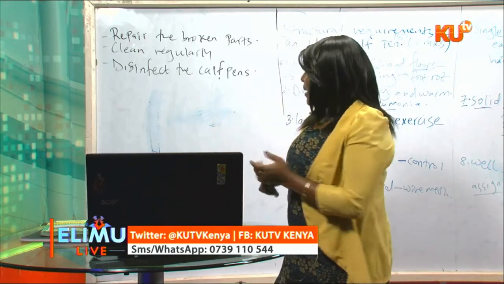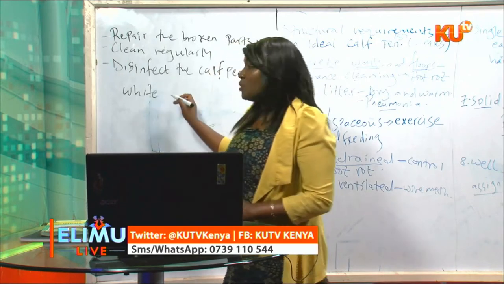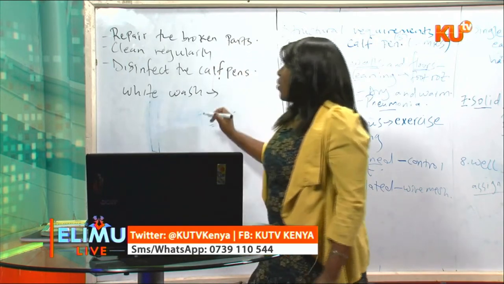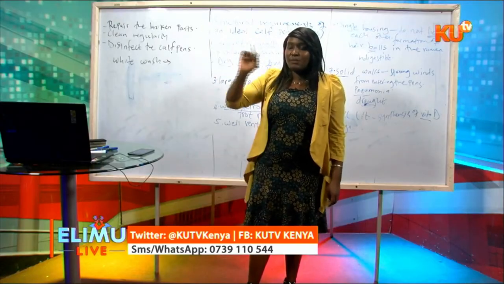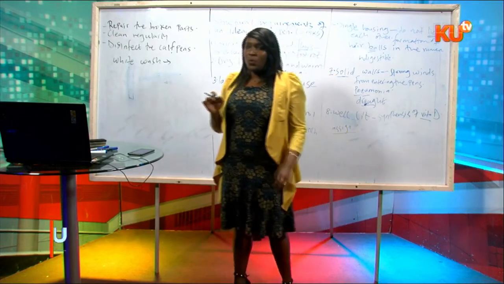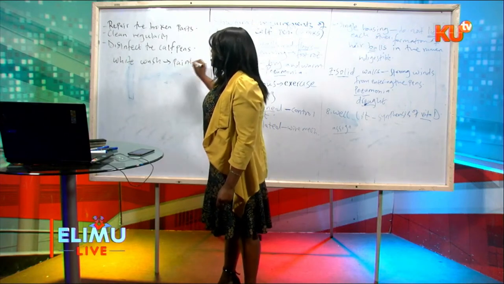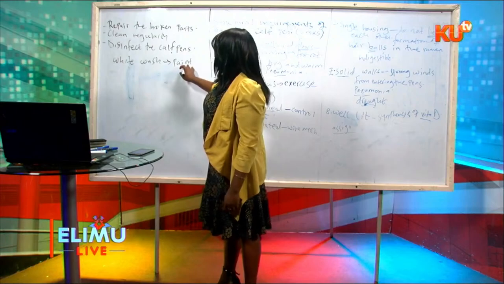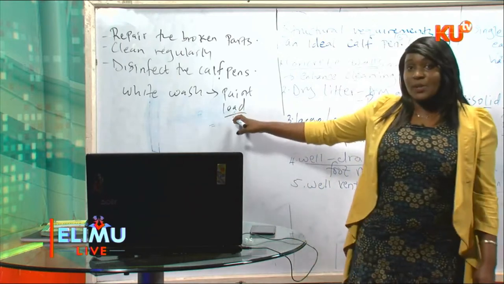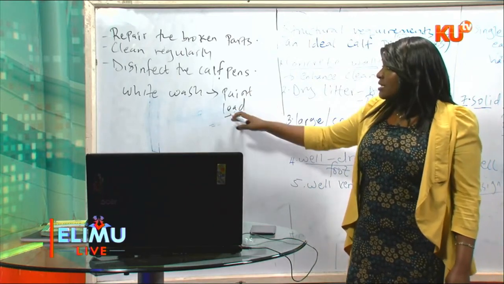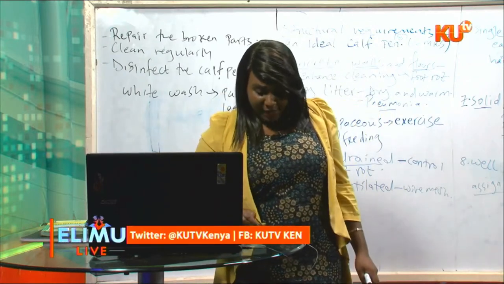Actually, we don't paint the calf pen white. We whitewash them. The reason why we whitewash is that we just wash the cement that has made the walls and the floors. We don't paint them at all, because the white paint contains lead. And lead, you know, is a poisonous metal. So we don't paint them because of the lead that can cause poisoning to the calves.